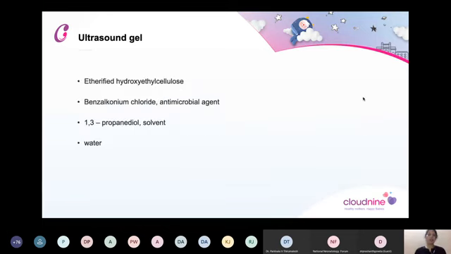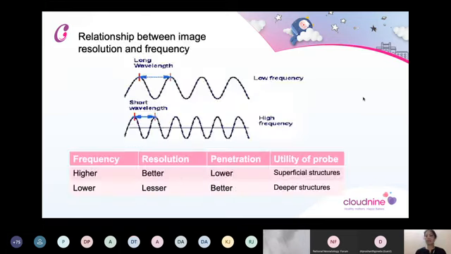Now, I was curious to know what the ultrasound gel contains because it wasn't actually mentioned anywhere, so I looked it up. It contains etherified hydroxyethyl cellulose, benzalkonium chloride, which is an antimicrobial agent, 1,3-propanediol, which is a solvent, and water, of course. So this is some important information for those who wish to start doing ultrasound.